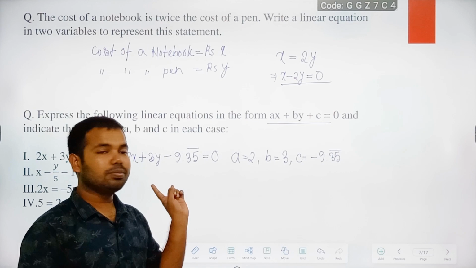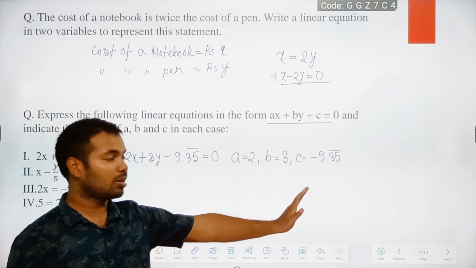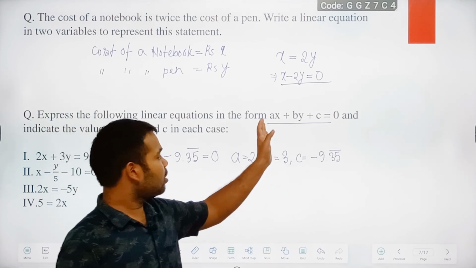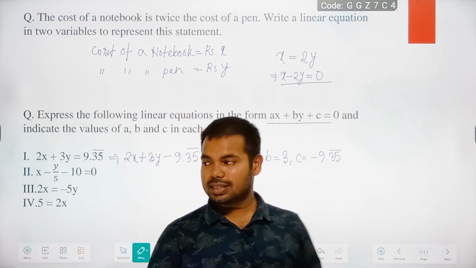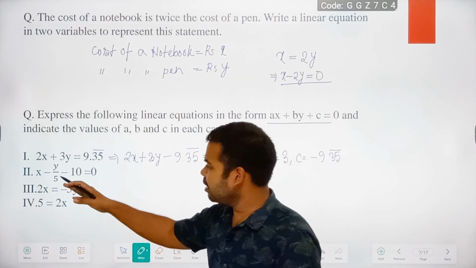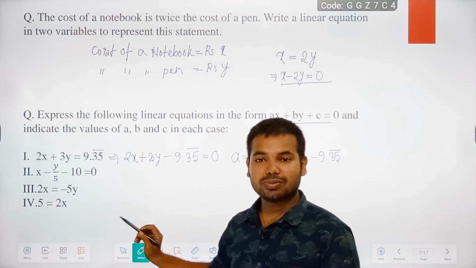Remember, if there becomes a negative sign, then it is also included in the numbers a, b and c. Fine, because all of them have to be positive. Fine. Now let's go to the second equation. What is this? See, it is already given. So x minus y divided by 5 minus 10.